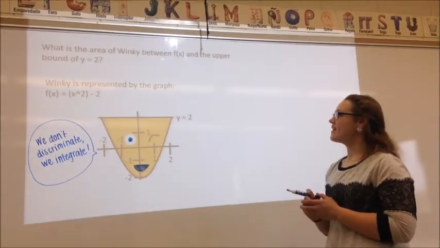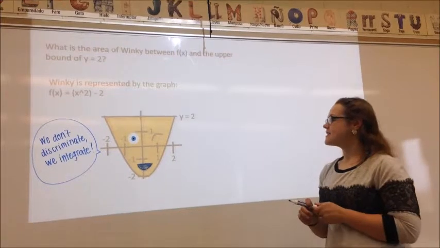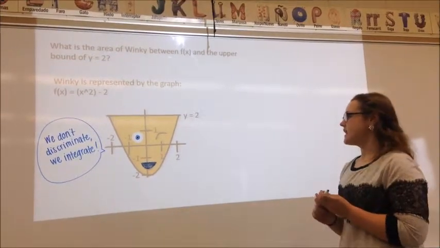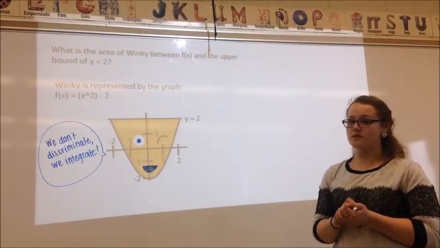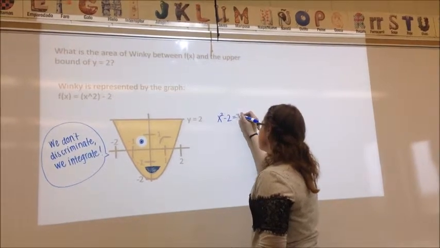Today we are going to find the area of Winky, which is the area between the curves y equals 2 and f of x equals x squared minus 2. In doing this, the first step we need to take is finding the bounds of our function. So to do this, we set the two functions equal to each other. So you have x squared minus 2 is equal to 2.